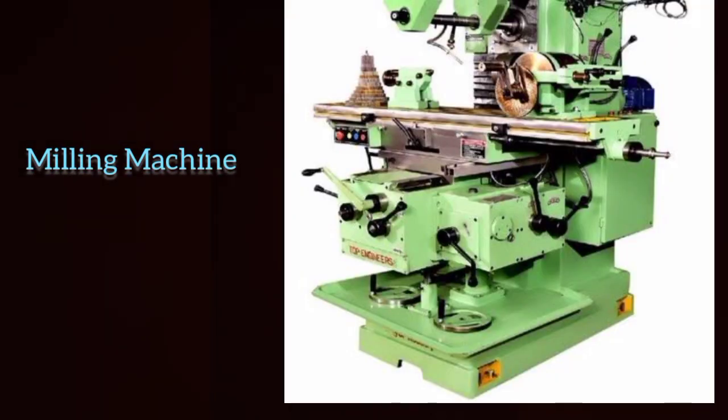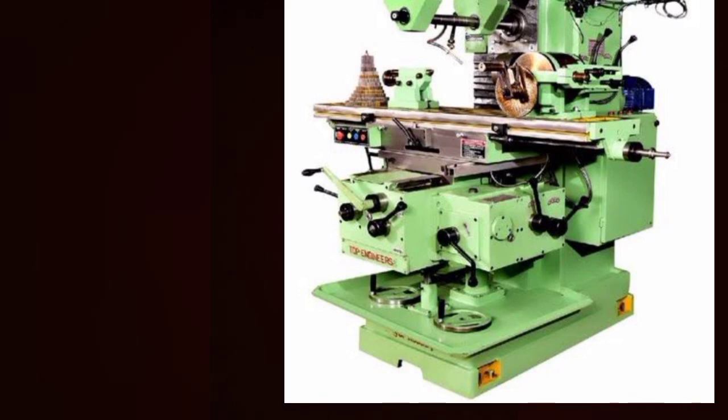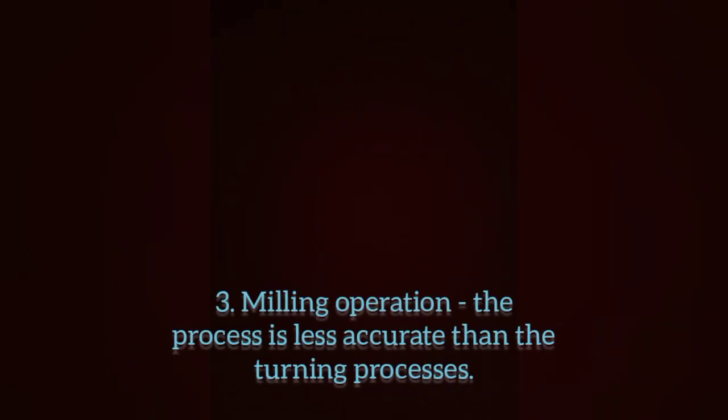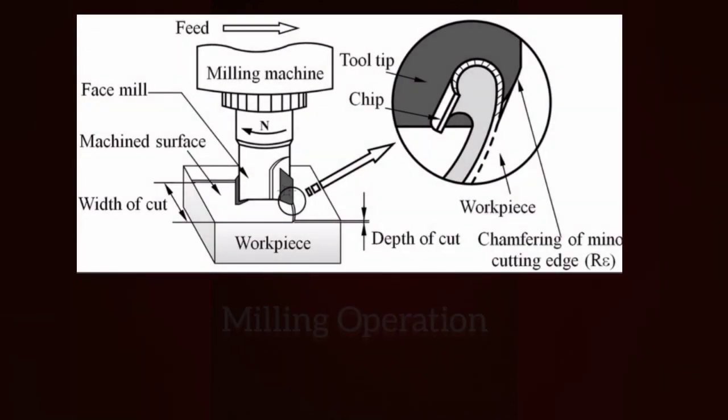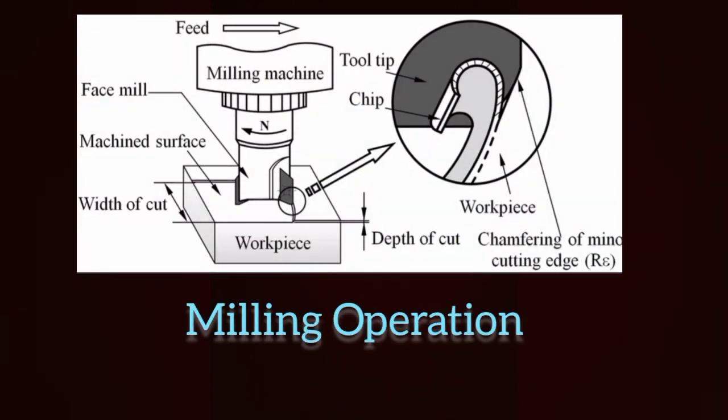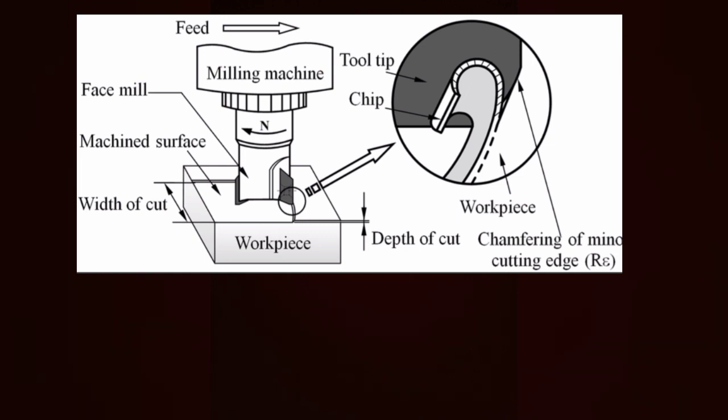Another type of machining operation, guys, is milling. Milling is one of the most fundamental operations in machining. The process of this operation is less accurate than the turning process because the degree of freedom is high. So take note that milling fabricates objects which are not actually symmetric. Okay, take note on that one.